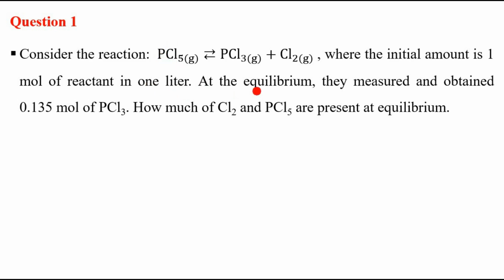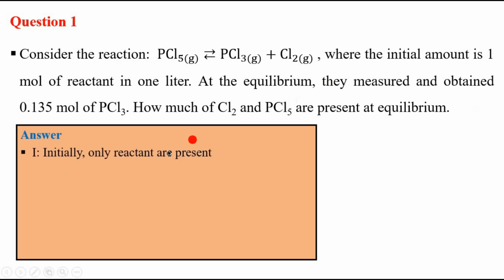Then they say that at equilibrium they measured and obtained 0.135 mole of PCl3. The others they didn't calculate, so we don't have the equilibrium concentration of the other two. Then they ask how much chlorine 2 and PCl5 are present at equilibrium. That means we need to find the equilibrium concentrations of PCl5 and chlorine, and the PCl3 was given. Let's quickly go to the answer.